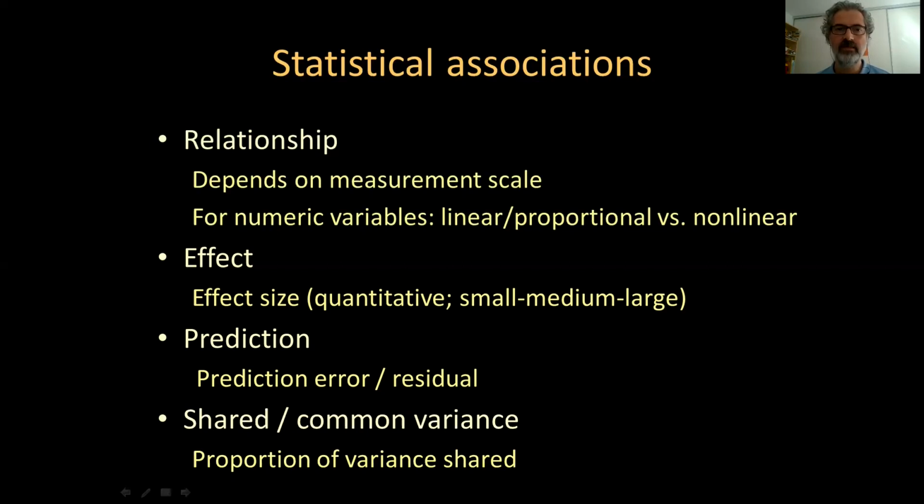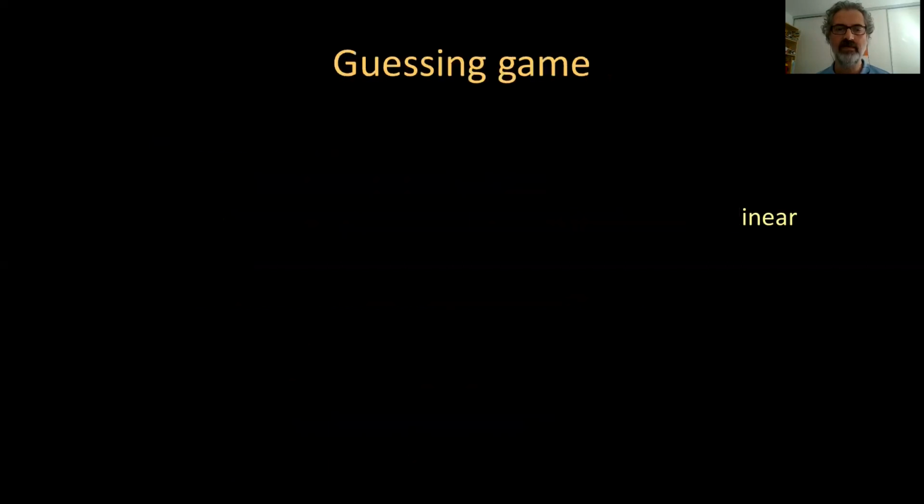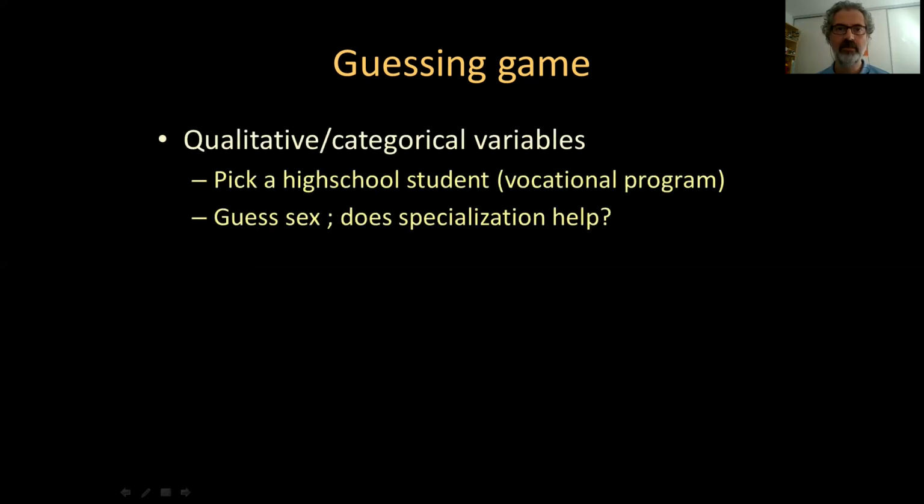So a simple way to think about statistical associations is by imagining a guessing game. The guessing game is a game where you have values from one variable and you see if you can use those to improve your guessing of the values of another variable. Let's start with an example using two qualitative or categorical variables.